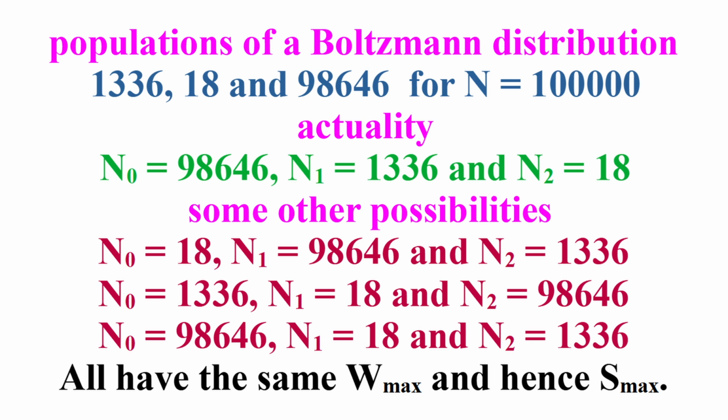No other possibility such as N0 equals 18, N1 equals 98,646, and N2 equals 1,336, or N0 equals 1,336, N1 equals 18, and N2 equals 98,646, etc., yielding the same values for W and S can be the actuality.